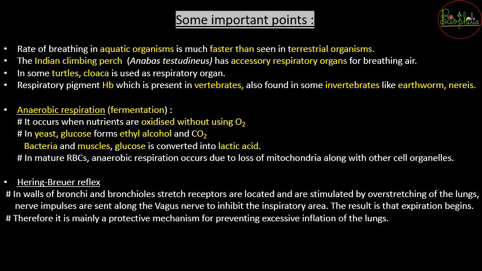Now in mature RBCs, anaerobic respiration is going to occur. Now why does anaerobic respiration occur in RBCs? Because RBC is a place wherein oxygen has to be supplied. If aerobic respiration happens right where the oxygen is being supplied, then what will happen? The transportation is not that efficient. So RBCs will have anaerobic respiration because there is loss of mitochondria. Along with mitochondria, other cell organelles are also absent, so there is no possibility for aerobic respiration.